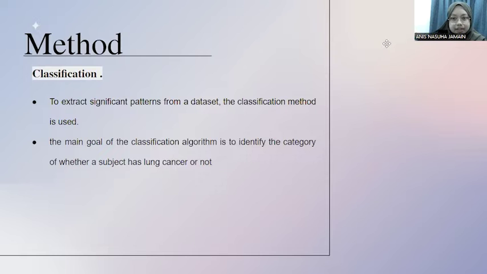Okay, so next, the method that we use in this project is the classification method. Classification is the process of predicting a specific outcome based on a given input. The reason that we chose this method for our lung cancer dataset is because the main goal of this classification algorithm is to identify the category of whether the subject has lung cancer or not. Based on the attributes, these algorithms are mainly used to predict the result. That is all for the method.